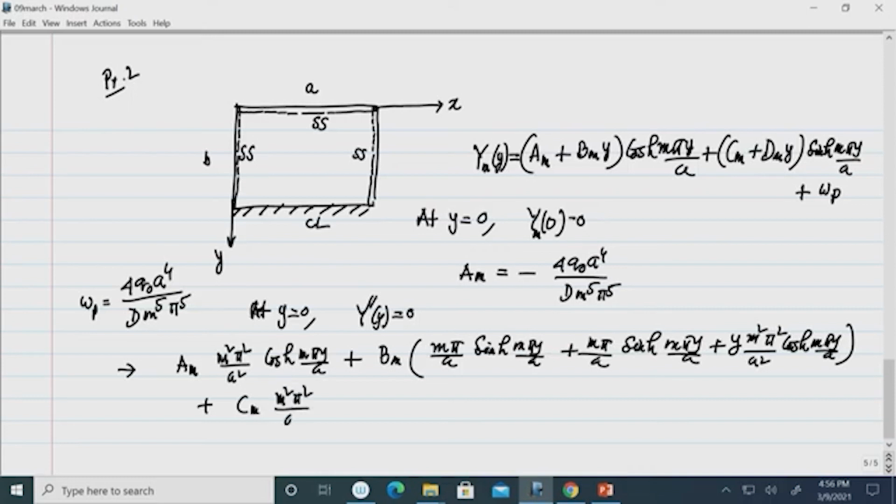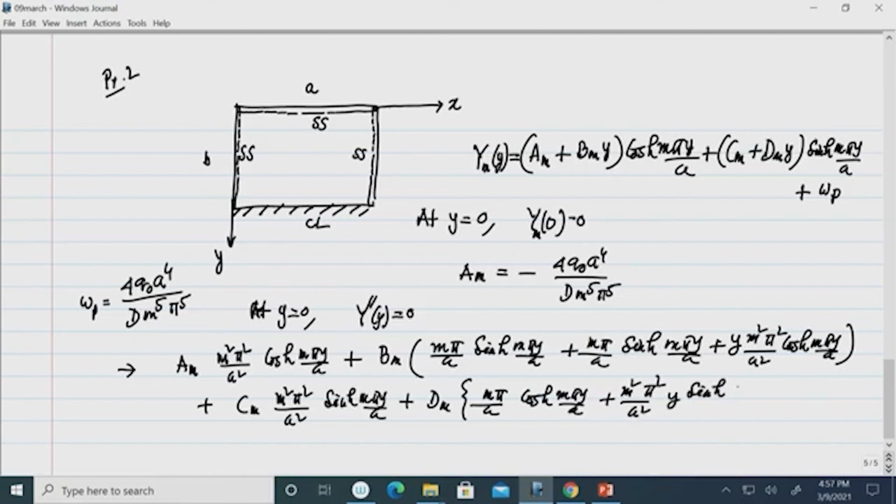square by a square sin hyperbolic m pi y by a, and on d_m again you will get the terms m pi by a cos hyperbolic m pi y by a plus m square pi square by a square y sin hyperbolic m pi y by a plus m pi by a cos hyperbolic m pi y by a.